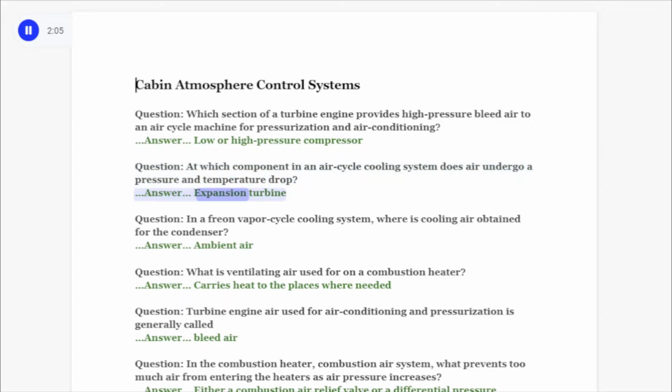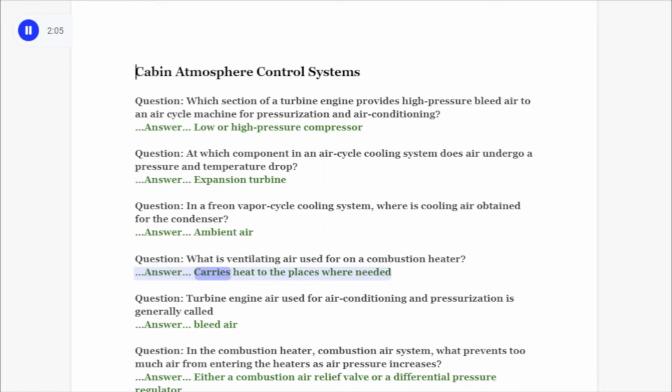Answer: Expansion turbine. Question: In a Freon vapor cycle cooling system, where is cooling air obtained for the condenser? Answer: Ambient air. Question: What is ventilating air used for on a combustion heater? Answer: Carries heat to the places where needed.